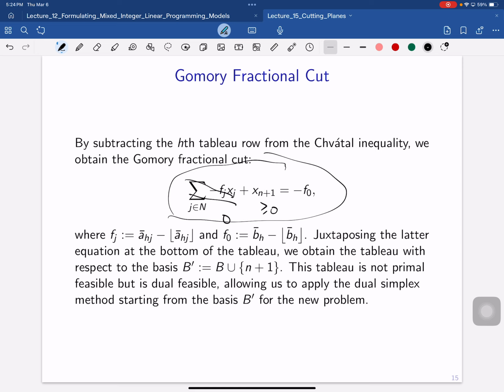Okay. But then you can also show this inequality will keep the problem dual feasible. Basically, if you add more constraints, it will increase the number of dual variables. That's why it will not change the dual feasibility of the problem. Then you can use the dual simplex to warm start after you add this cut.